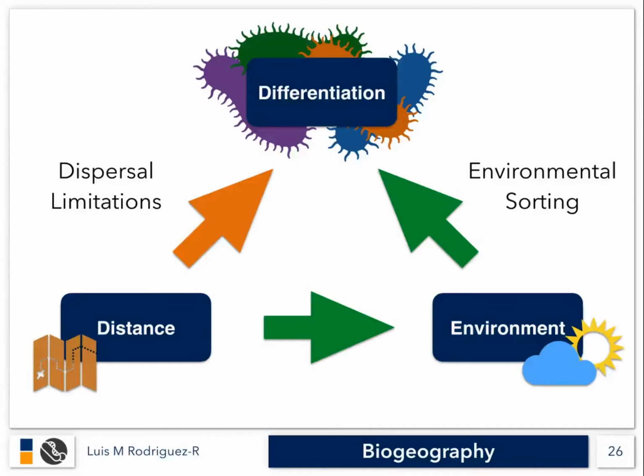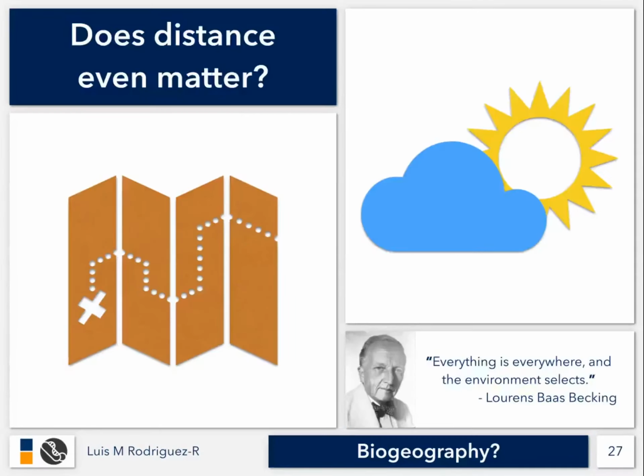So are there dispersal limitations or environmental sorting? In general, it's recognized that in most organisms, the biogeography is the result of both of them. Although in some cases, when we talk about biogeography, we mostly focus on dispersal limitations.